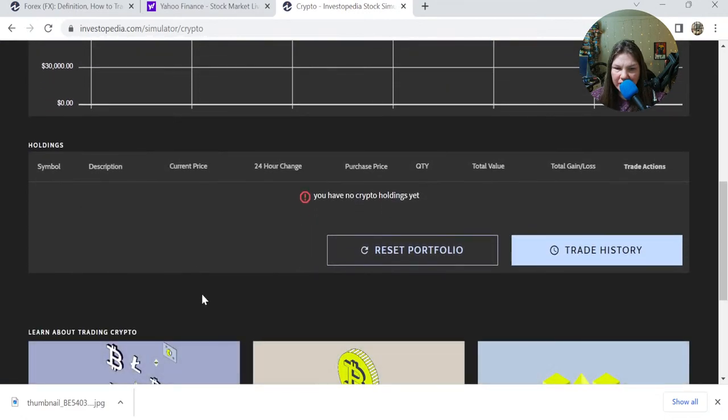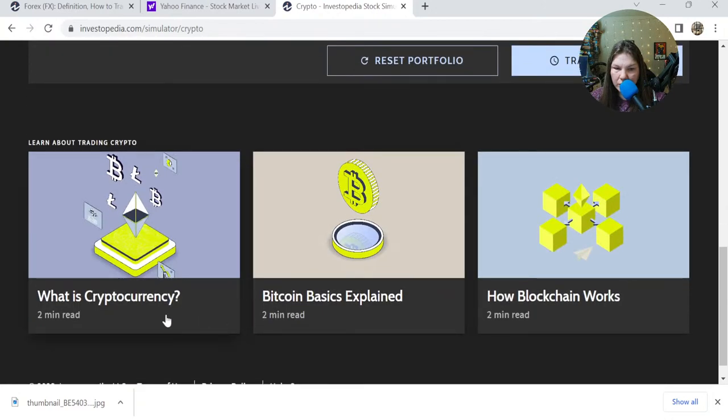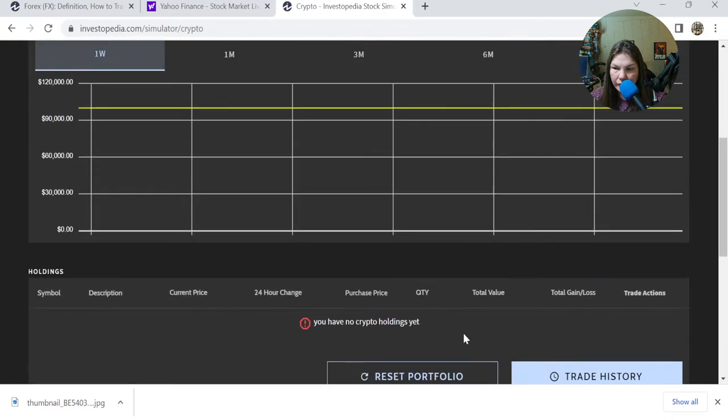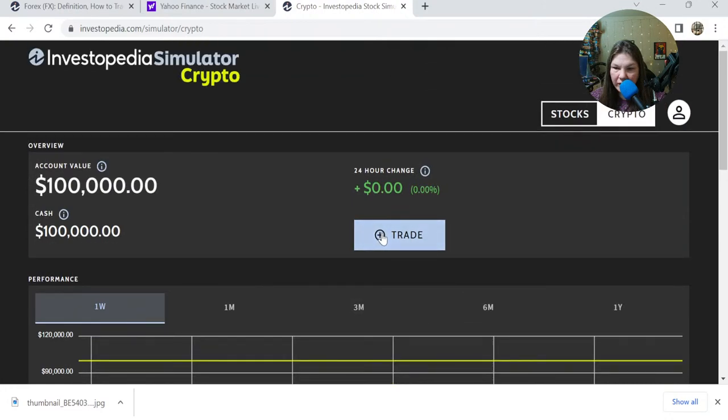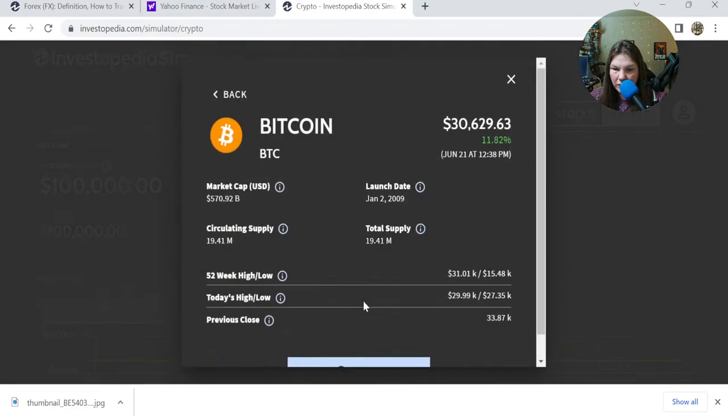I've never looked at their crypto. I have no crypto. How do we get crypto? Here we go. What do we want? Look at Bitcoin. Imagine if you just had a couple Bitcoins. Each Bitcoin, one Bitcoin, is worth $30,629.63.